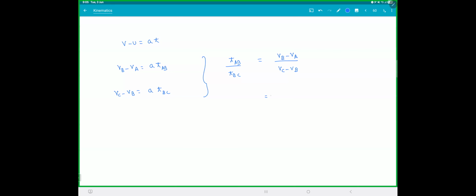So if you substitute, this would be 5 root 21 minus 20 by 30 minus 5 root 21. You can simplify this further, or you can leave it there.